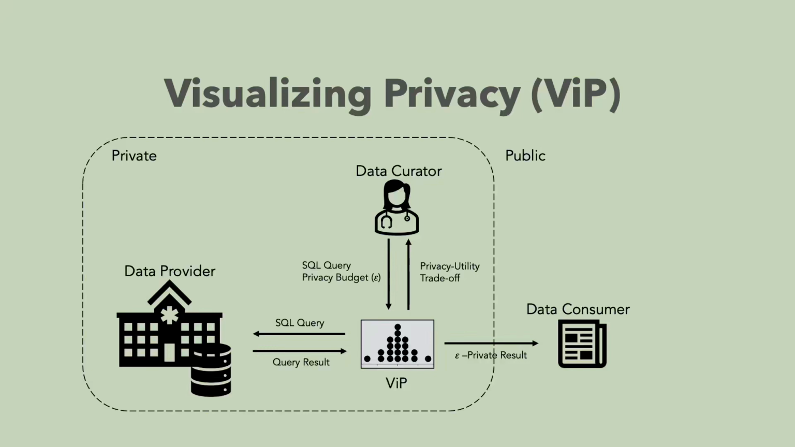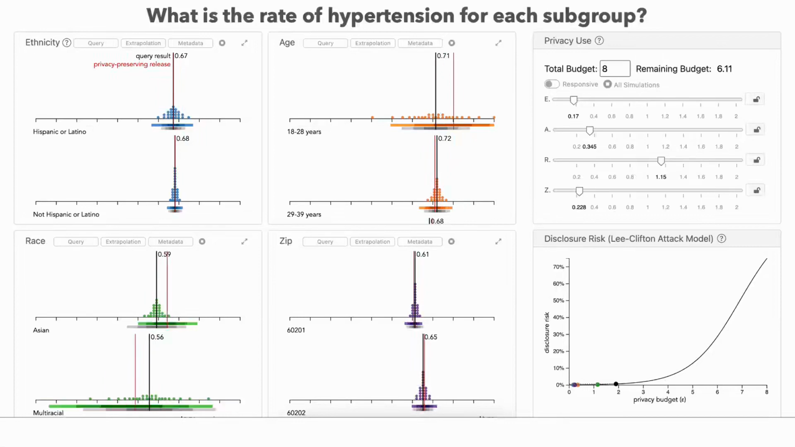Now we'll walk through a demo of VIP and how the data curator might use it to set privacy budgets. Here we see queries about rates of hypertension across subgroups by ethnicity, age, race, and zip code. Note that each panel on the left is labeled with the query name.